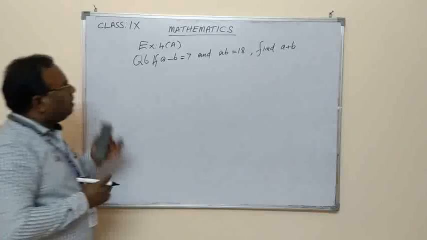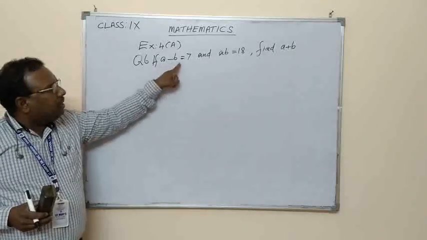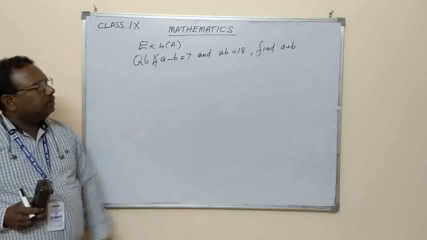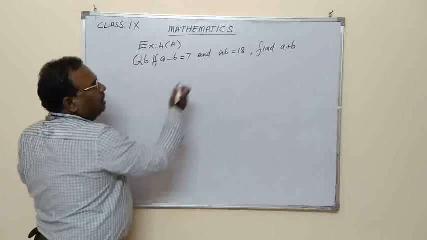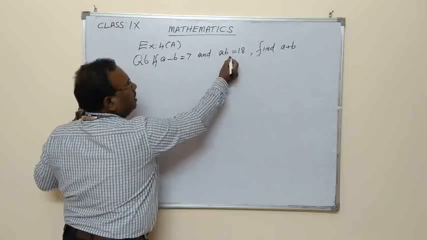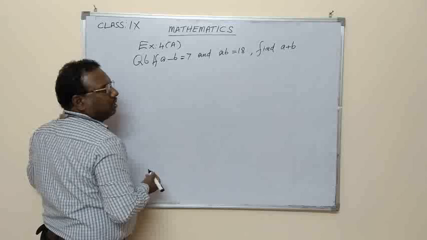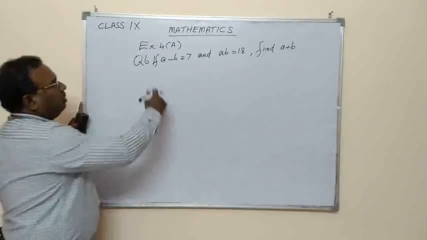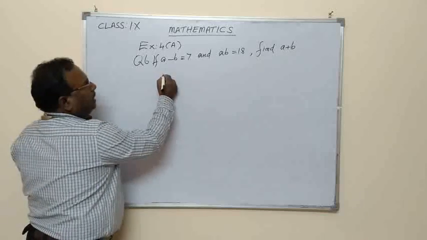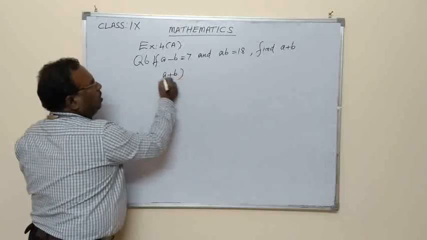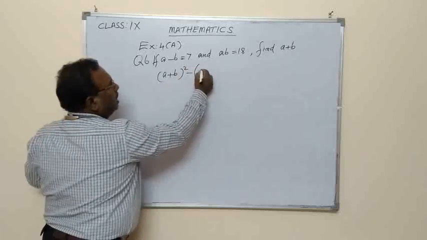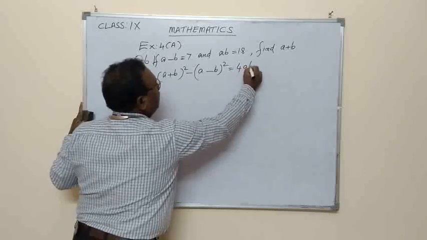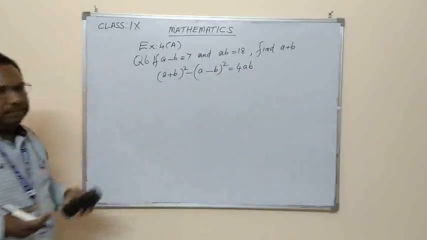Please read the question carefully. The value of A minus B is given as 7, and the value of AB is given as 18. Find A plus B. Again here we are going to apply the identity (A plus B) whole square minus (A minus B) whole square is equal to 4AB. Please look at the board very carefully.